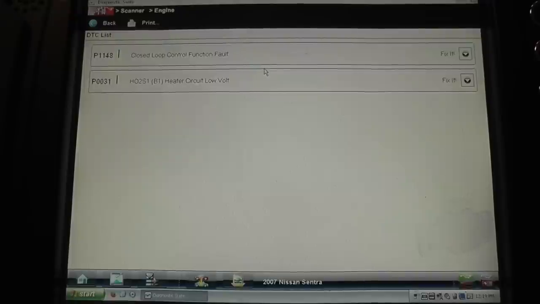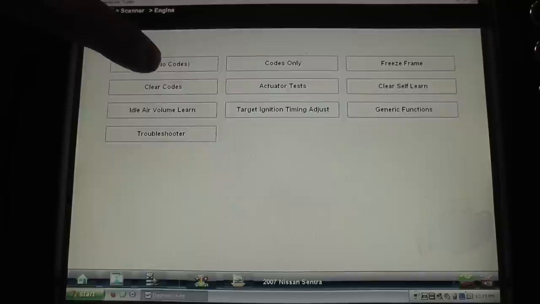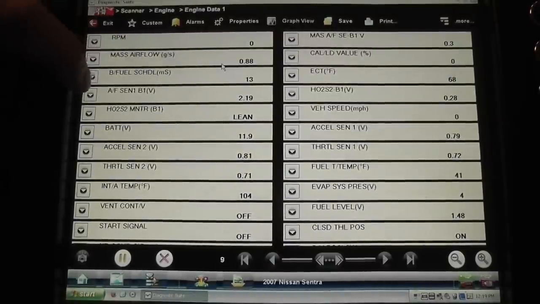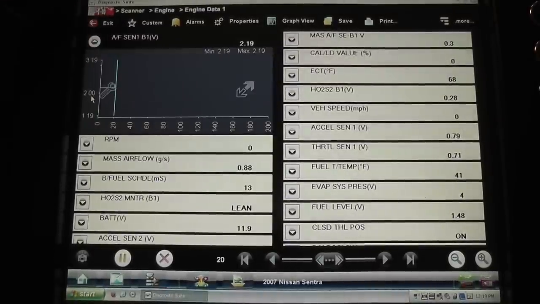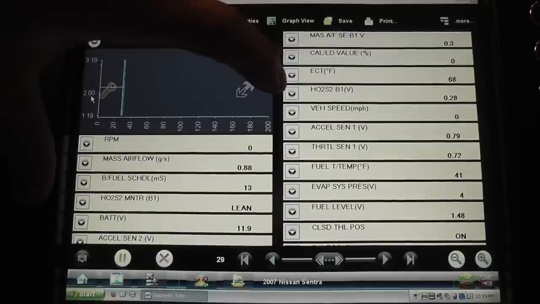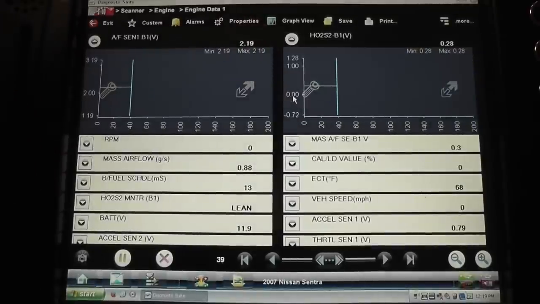All right, so we have two codes, our closed loop fuel control or closed loop control function fault and our O2 S1, that's our upstream low voltage for the heater circuit. So research said these are both related, and we said this is a wideband sensor, and we knew that based on, I want to cover this with you again, based on this voltage reading we have, and that would be this guy right here, this air fuel sense one, bank one, that's my upstream. This HO2 S2 bank one, that's my downstream.